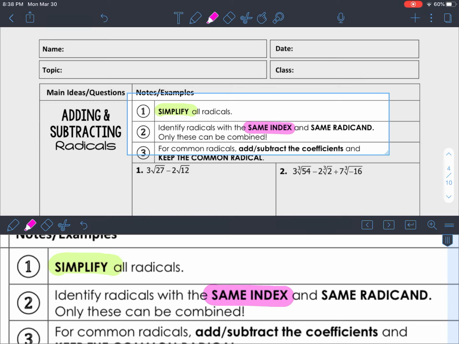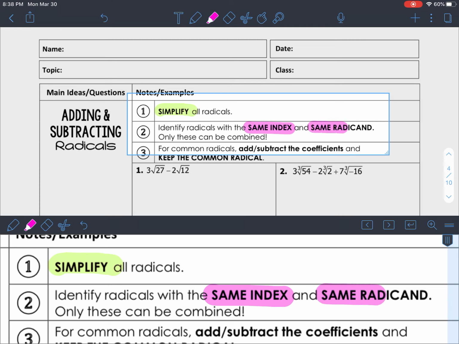The next thing that we need to do is identify radicals with the same index. So that means things that are both square roots, cubic roots, fourth roots, and that's just as high as we're going to go. They need to have the same index. So they both need to be square roots, they both need to be cubic roots, or they both need to be fourth roots. Those are the only things that we can add and subtract.